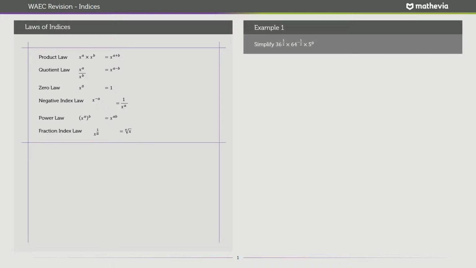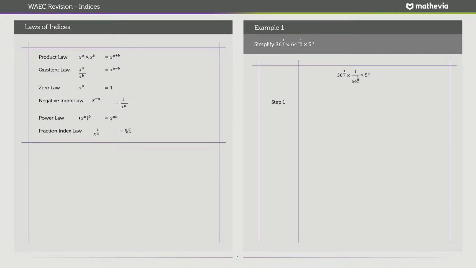So we have example one. Example one says simplify 36 raised to the power of 1 over 2 times 64 raised to the power of minus 1 over 2 times 5 raised to the power of 0. Okay, and this is actually quite simple. It might look quite bulky, but it's actually really simple.